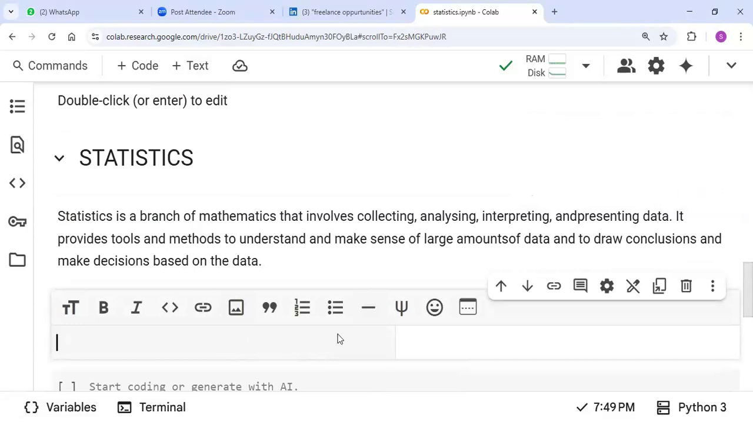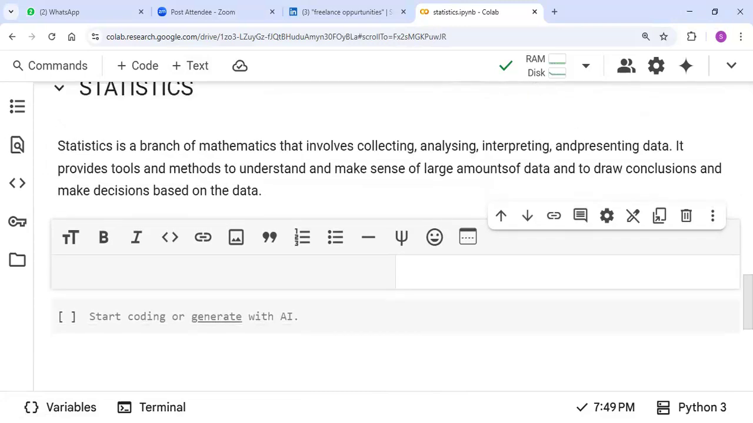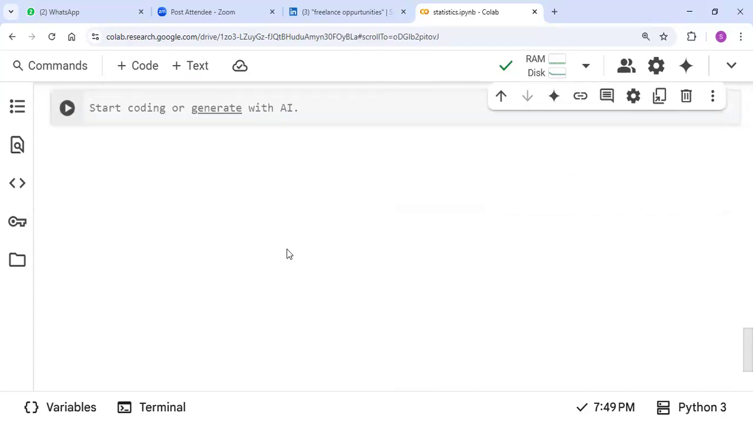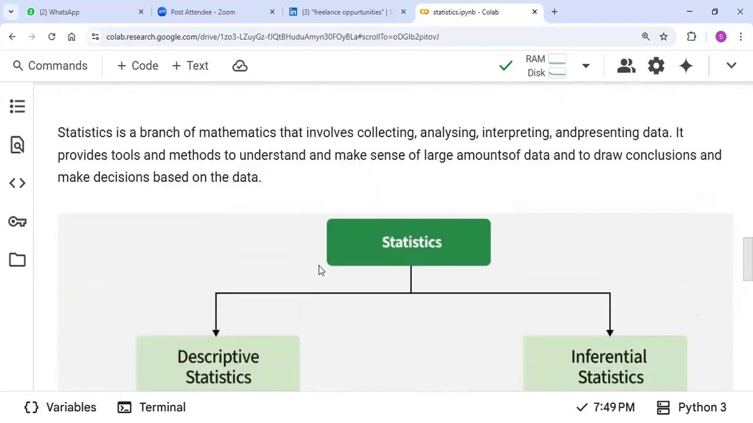For data science, statistics is going to be the foundation in order to understand the data. So there are two types of statistics; broadly, we can classify statistics under two categories. One is descriptive statistics, and the other is inferential statistics.